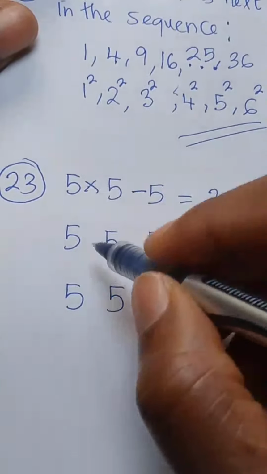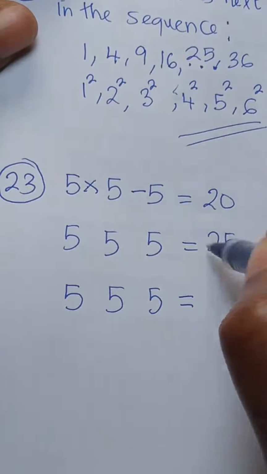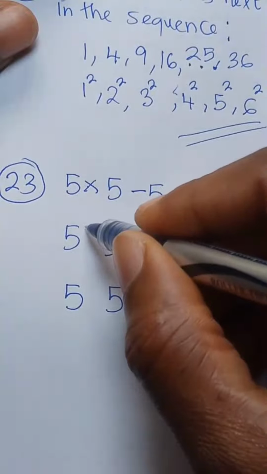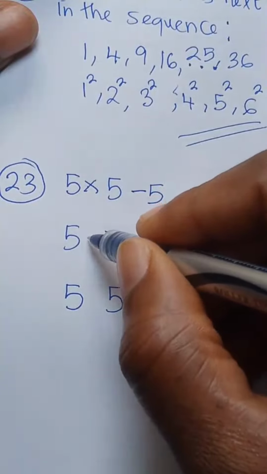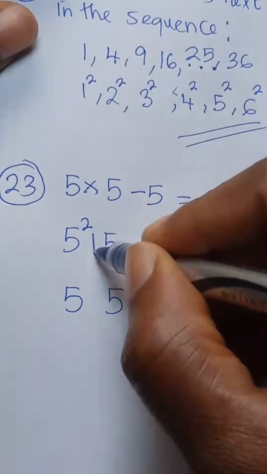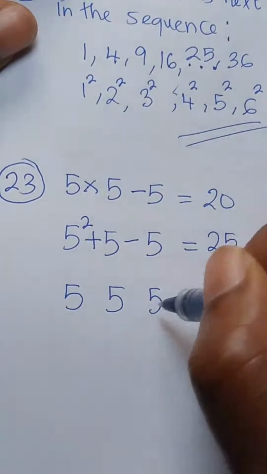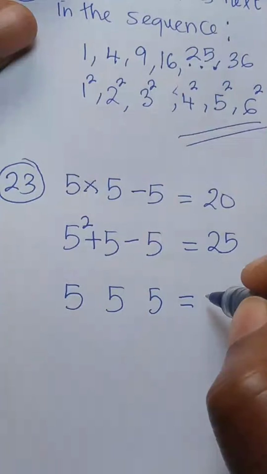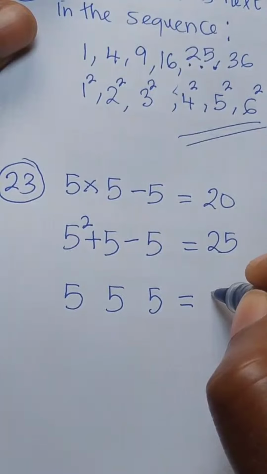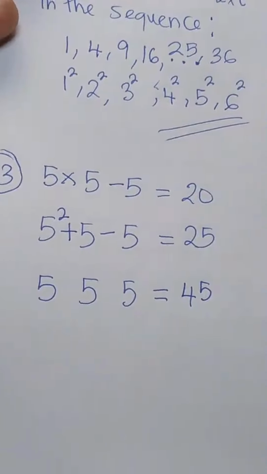Okay. So here we can do 25. 5 square, that's 5 times 5. Okay, let me write 5 square plus 5 minus 5 is 25. Now tell me how do we get 45? So solve this. Tell me how we are going to do it to get 45.